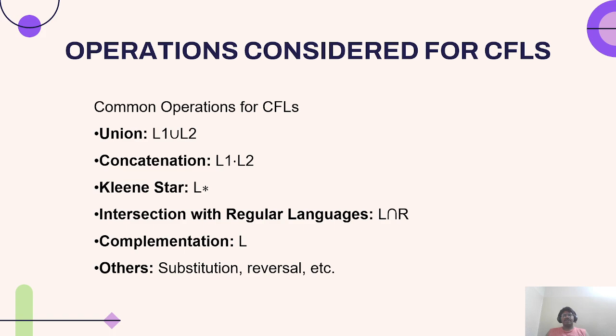There are several operations commonly studied for CFLs. These include union, combining two languages; concatenation, joining strings from two languages; Kleene star, repeating a string any number of times; and intersection with regular languages. Some of these operations, like union and concatenation, preserve the CFL property. Others, like general intersection and complementation, do not.